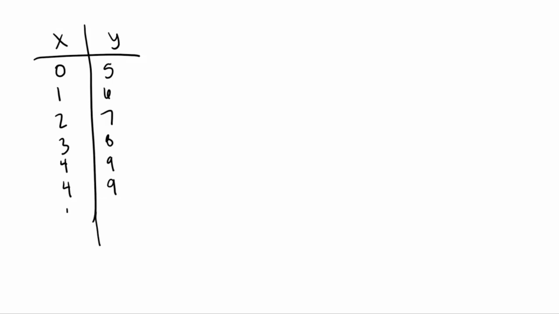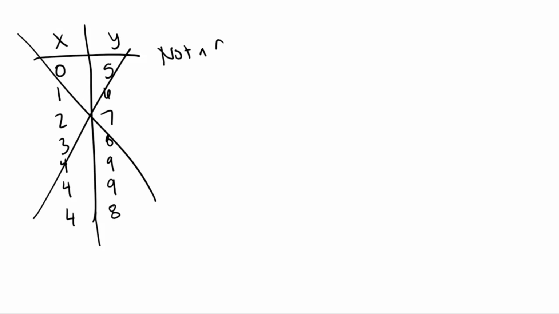If I had something like 4 and then I got out an 8, then that would not be a function. Because every time I put in 4, I should always get out the same number. For every input, there's only one output. If you put in a number and you get out 2 different numbers, then that's not a function.